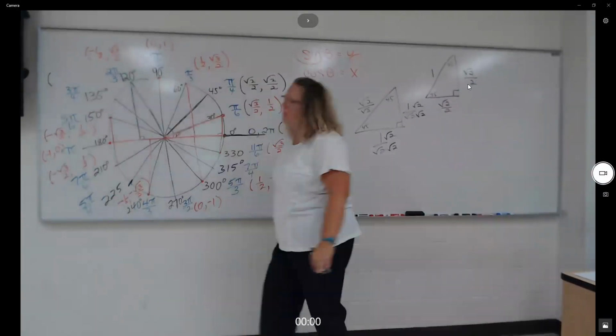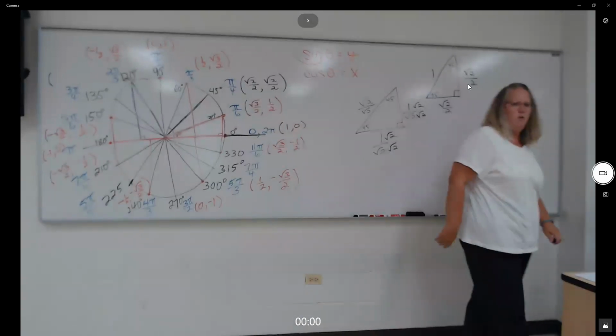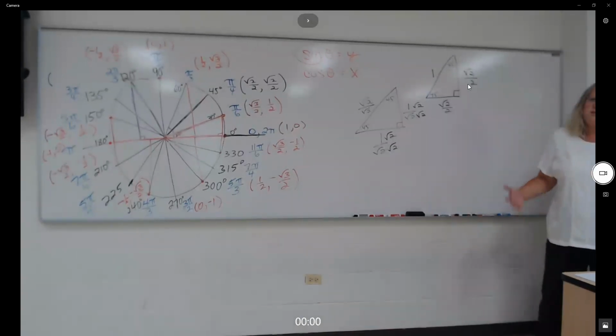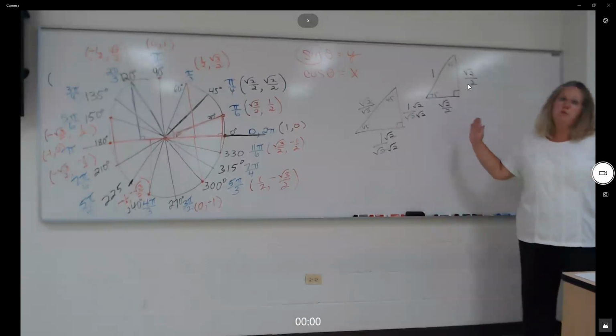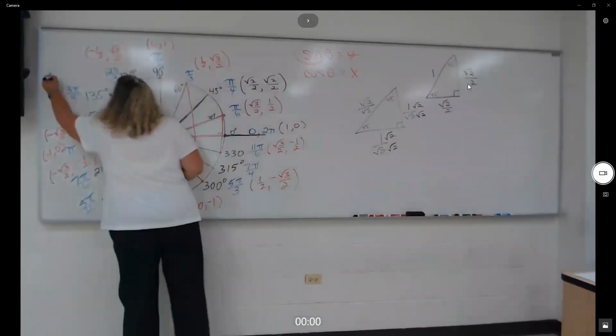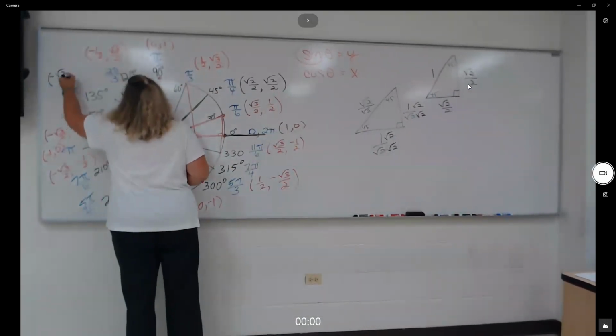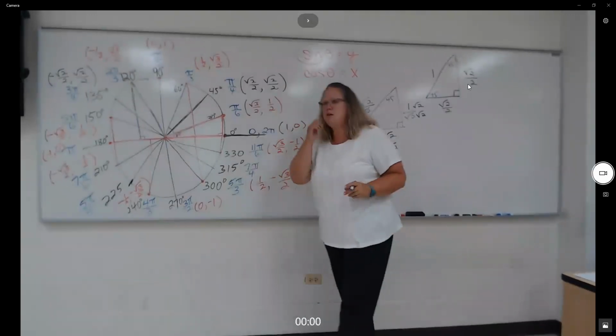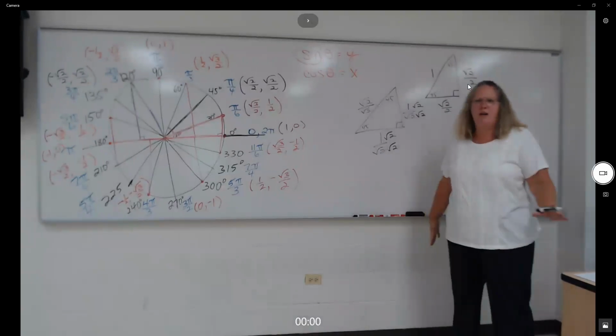Who wants to try 3 pi over 4? What's 3 pi over 4? That's a 45. So it's got to be square root of 2 over 2, square root of 2 over 2. You just got to do negative and then positive. So negative square root of 2 over 2 and then positive. There, you don't even have to do long short. You just have to recognize that you're at a 45.